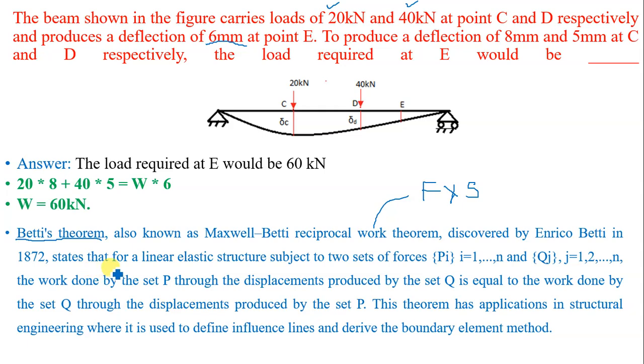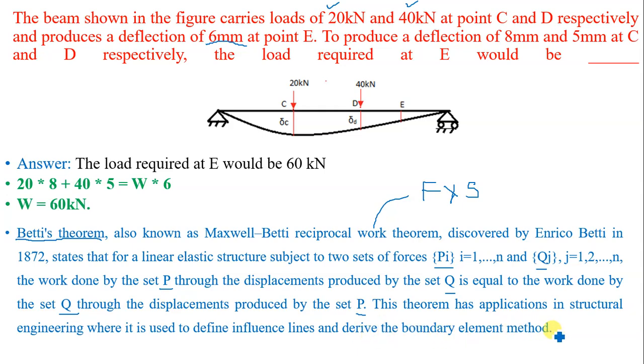The theorem states that for a linear elastic structure subjected to two sets of forces Pi and Qj, the work done by the set P through the displacements produced by set Q is equal to the work done by set Q through the displacements produced by set P. And this theorem has applications in structural engineering where it is used to define influence lines and derive the boundary element methods.